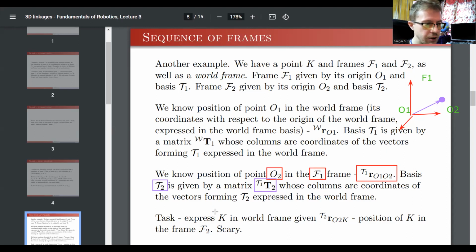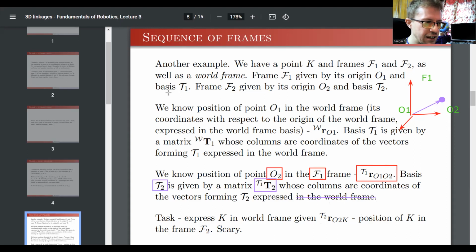So the task. So, yes. But why T2? I mean, basis T2 is given by a matrix T2 superscript T1, whose columns are coordinates of vectors forming. Why in the world frame? Oh, that's a mistake. If it's relative, should it be like F1? Yeah, whose columns are coordinates of the vectors expressed in the frame F1. Yes, here should be F1. Good catch. Good catch.